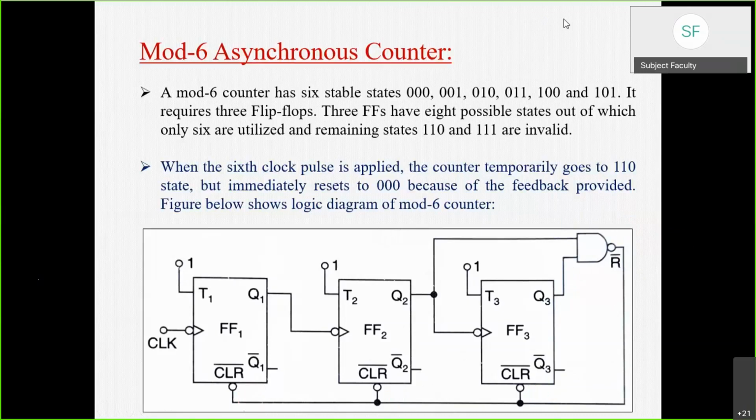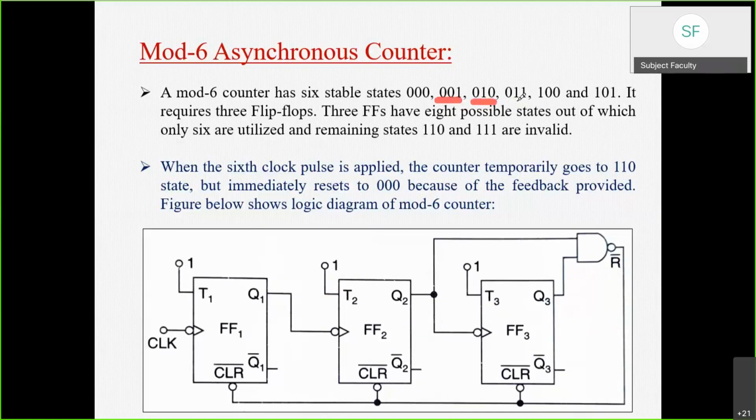So this is the circuit diagram for the mod 6 asynchronous counter. Its count will start from 000 because it is a 3-bit up counter. We have already discussed the working of the 3-bit up counter in detail, so I will be skipping that part. Initially, what will be the count? The output will be 0, 0, 0, meaning Q1, Q2 and Q3 are all 0. Then at the arrival of the first clock, the output will be 0, 0, 1. Then the output will be 0, 1, 0.